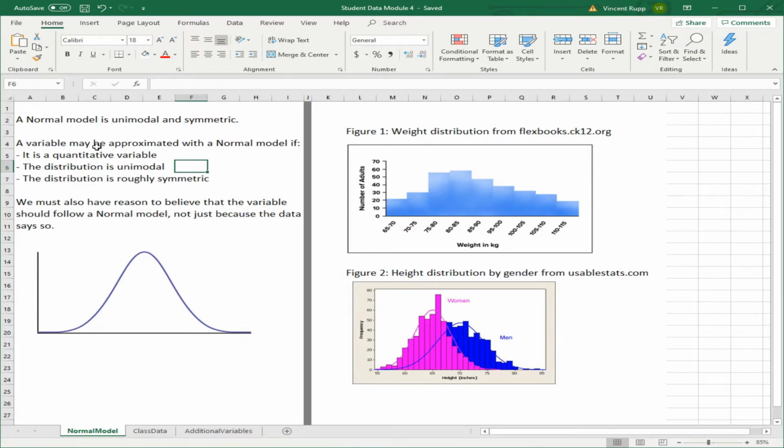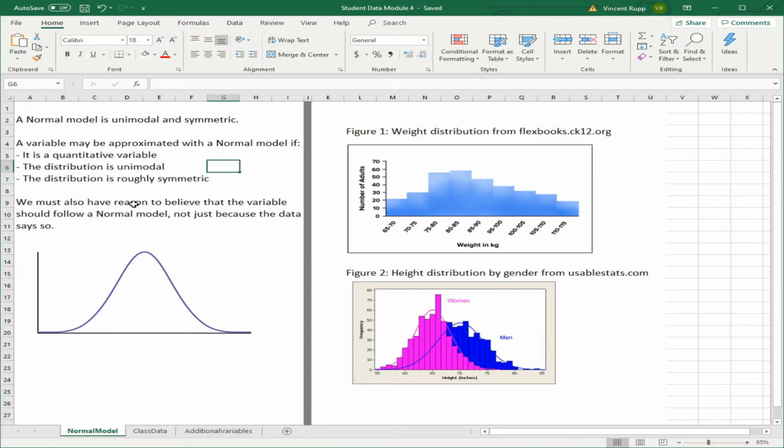So a variable may be approximated with a normal model if it is a quantitative variable. So numbers have to be there, preferably decimal numbers, but we can approximate it without. It's just not quite as good an approximation. The distribution has to be unimodal, clearly, because the normal model is unimodal. But to approximate it only needs to be roughly symmetric. It doesn't need to be perfectly symmetric to be a decent approximation. Really importantly, we should also have a reason to believe that the variable should follow a normal model, not just because the data says so.